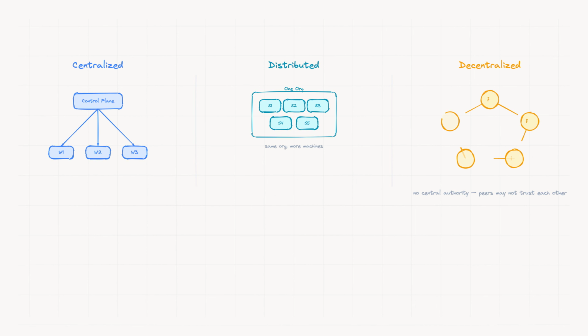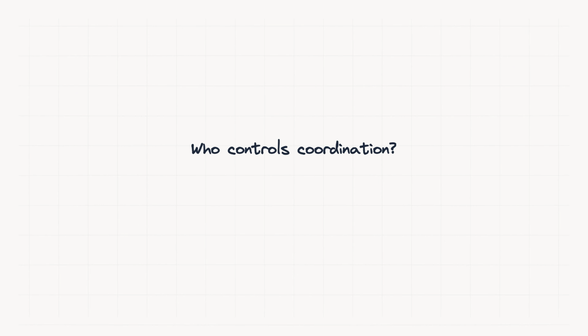Decentralized is different. The control plane itself isn't centralized. Peers might be operated by different people, join and leave on their own schedule, and may not trust each other at all. So the real question isn't how many machines you have, it's who controls coordination. Let that sit for a second, because the rest of this video comes back to that question over and over. Okay, let's look at the standard centralized crawler, not because we're going to use it, because we need to see which assumptions it depends on, and then watch them break.